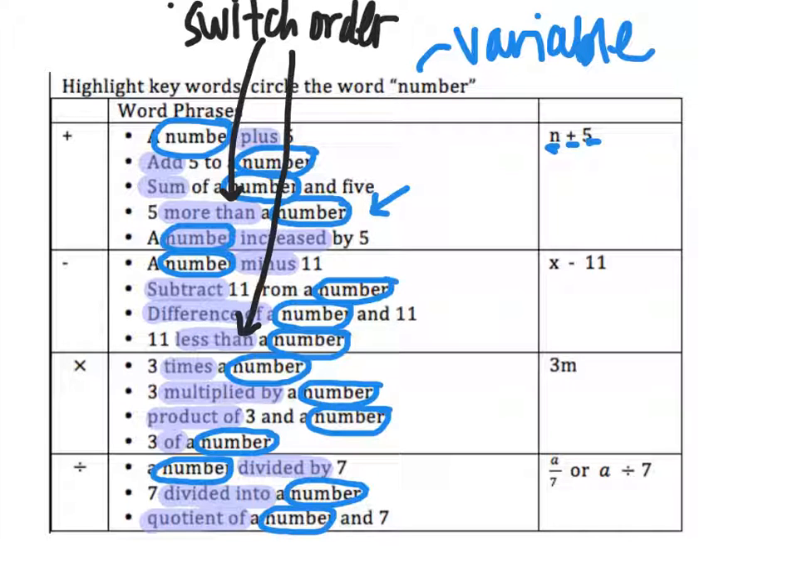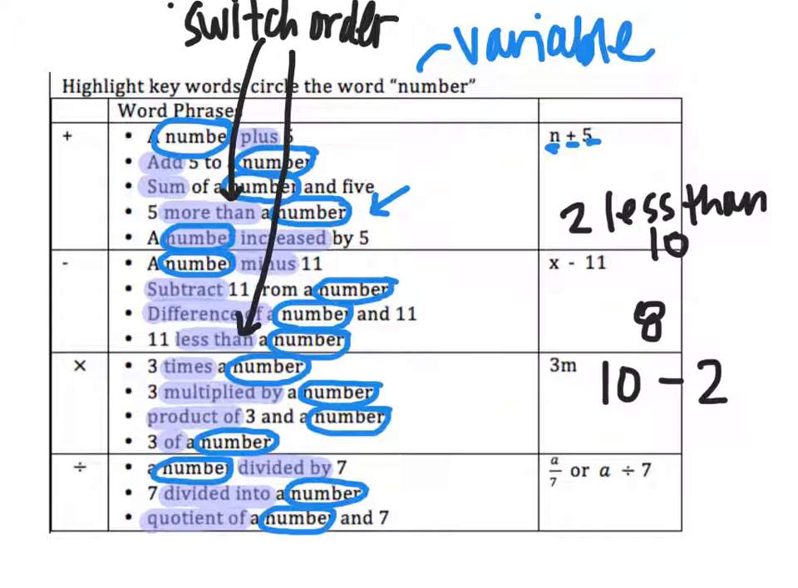Okay, and let's take a look at subtraction. If I said, what number is 2 less than 10? Well, that number is 8. And if you think about how we got that, we did 10 minus 2. We start at the second number, 10, and then we take away 2, and that accounts for the 2 less than. So that's why it's important to remember that anytime you see the word than, you want to switch the order. Okay, so 11 less than a number, we write as x minus 11.